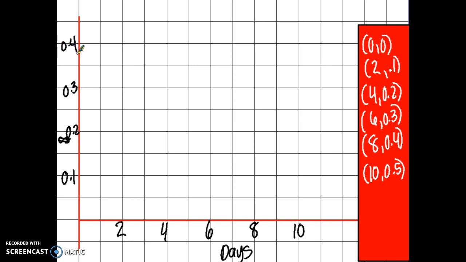I have 0, 0. So I'm going to start at the origin, 0, 0. I have 2, 1 tenth, go to the right 2, up to 1 tenth. 4, 2 tenths. 6, 3 tenths. 8, 4 tenths. And 10, 5 tenths. Now I can connect these points, and that is my graph.